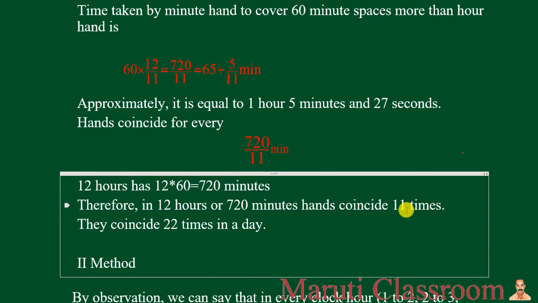A day has 24 hours. In 24 hours, how many times do they coincide? First 12 hours 11 times, next 12 hours 11 times. So in 24 hours, or in a day, they coincide 11 plus 11, 22 times.